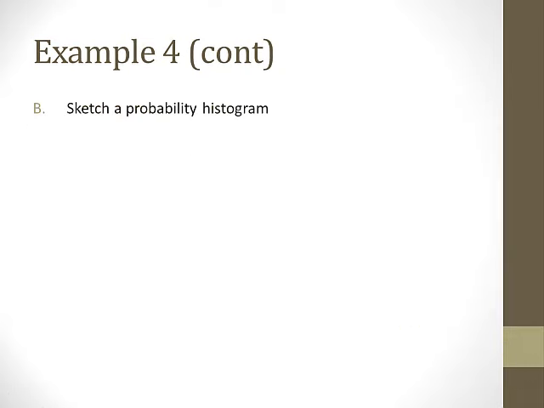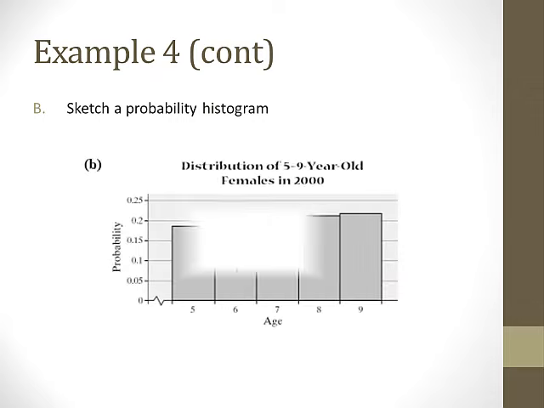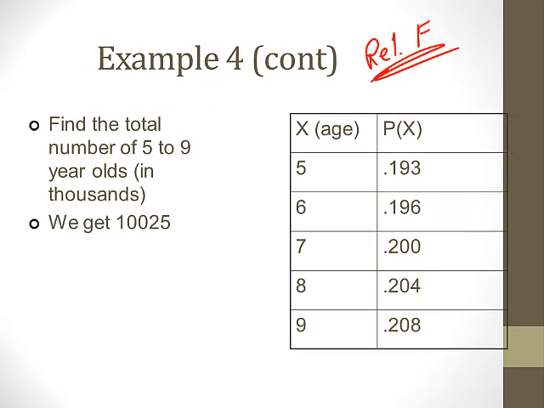Okay, part B, let's sketch a probability histogram. Here's what it looks like if you were to use Minitab or a computer program. You could just sketch that out. There's not a lot of variation here, right? So if we're going to do it right here, 5, 6, 7, 8, 9. Again, look for your max, which is 0.208, so we'll call that 0.210. I usually just go a little bit above that.